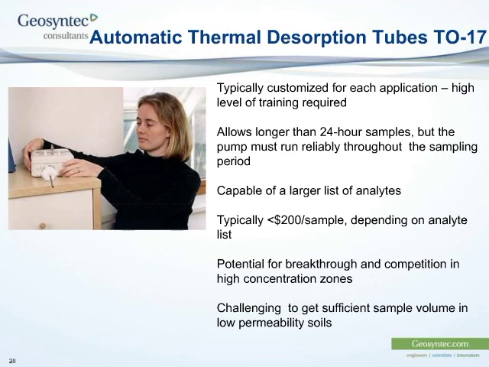The most common alternative is automatic thermal desorption tubes, which is basically a tube about the size of a cigarette that contains an adsorbent. You pump gas through it, and you measure the flow rate and the time to get the volume. The laboratory quantifies the mass, and you divide that by the sample volume to get a concentration. This can be extremely accurate and precise, and it still has some limitations.